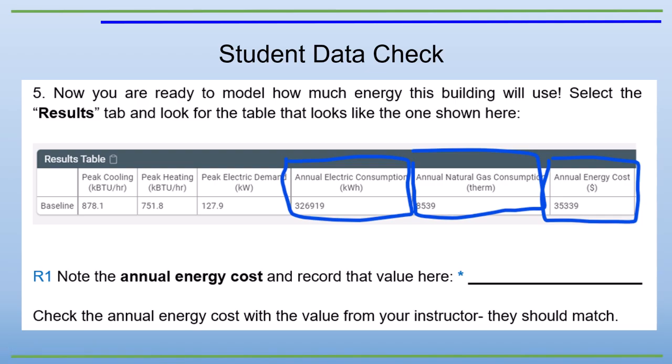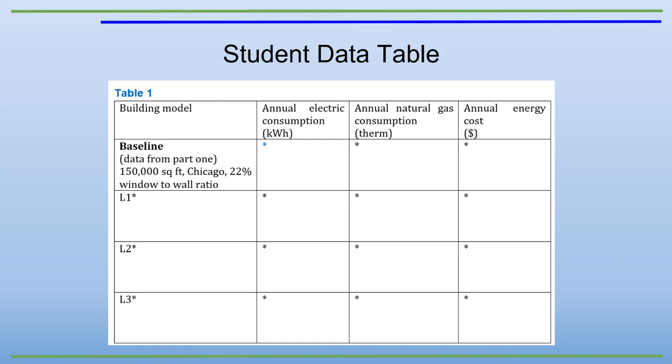Here's a student data table, and so students will fill in annual electric consumption, annual natural gas consumption, annual energy cost for the 4 different cases that we just looked at earlier when we were modeling with Sketchbox. So the baseline case, the case where we changed to 75,000 square feet instead of 150,000 square feet, and the case where we're changing window to wall ratio and also moving to Los Angeles, California.